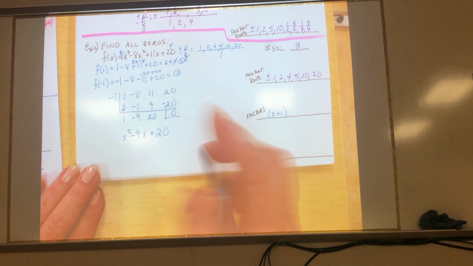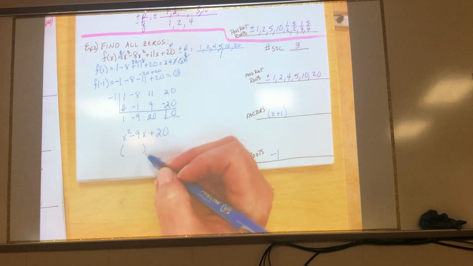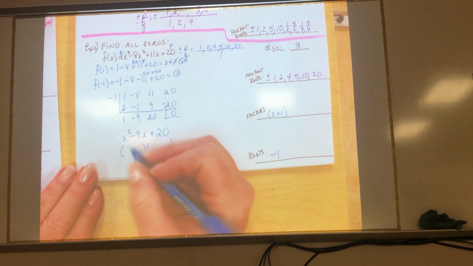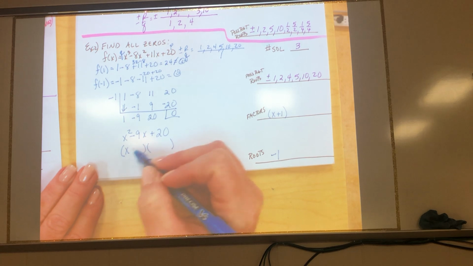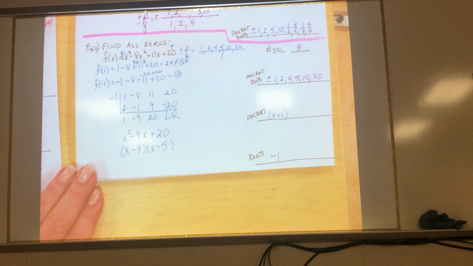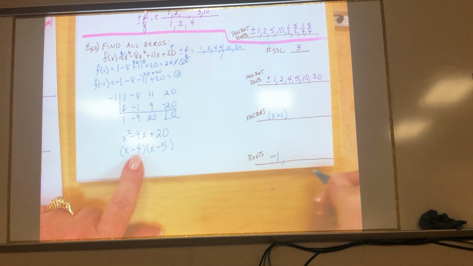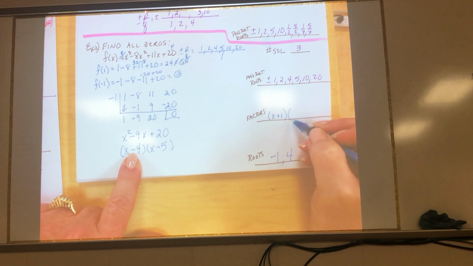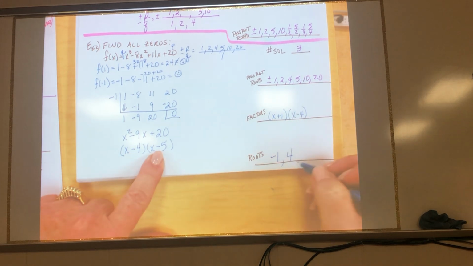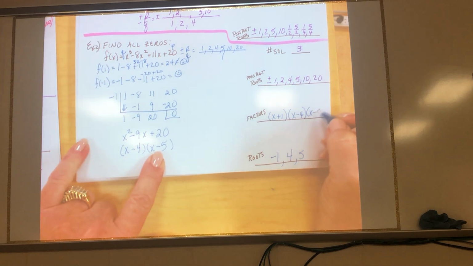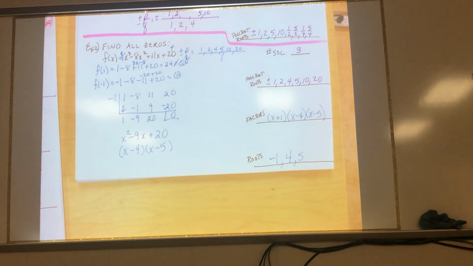Can you factor this? Yes. What does he factor into? Negative 4, negative 5. Yeah, x minus 4 and x minus 5. Okay? What's this root right here? 4. What's the factor? X minus 4. What's this root right here? 5. What's the factor? X minus 5. There you go.